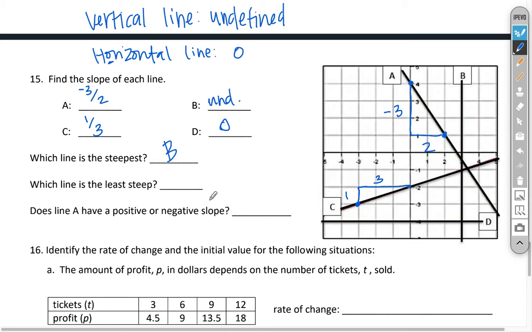So anyways, the least steep, what is the most boring slide? is what I like to ask myself. It's definitely going to be D. Right, and then it says, does A have a positive or negative slope? Well, we already wrote that down, but we can double check that A is decreasing, so it is going to be negative.